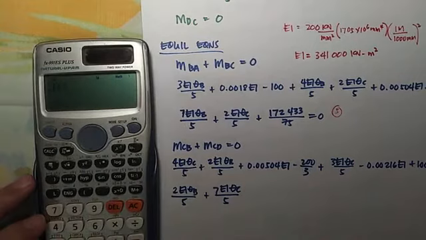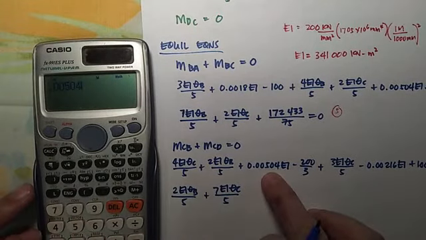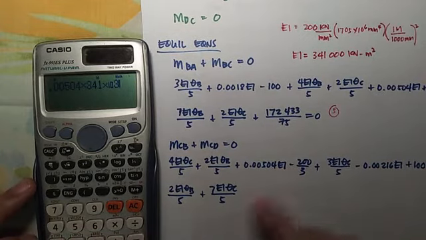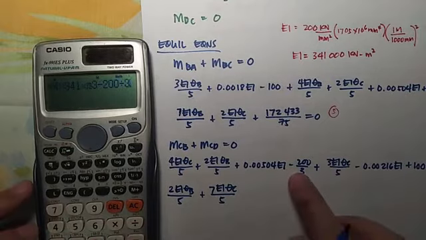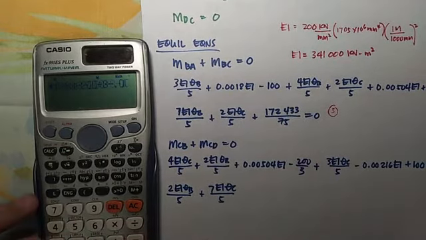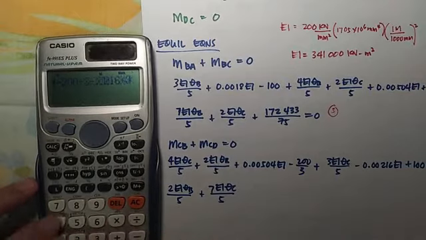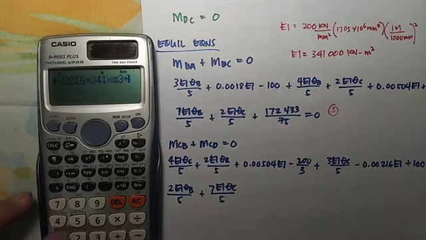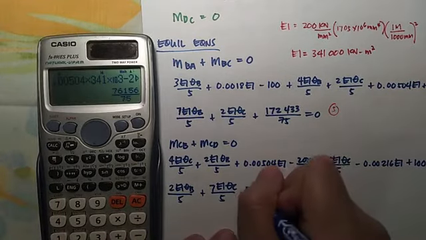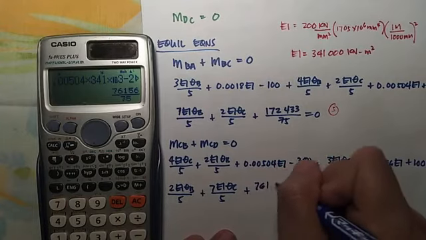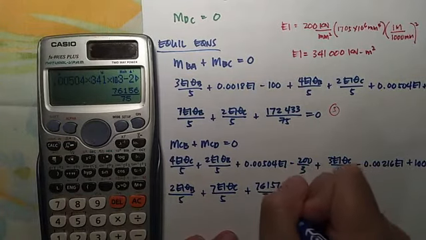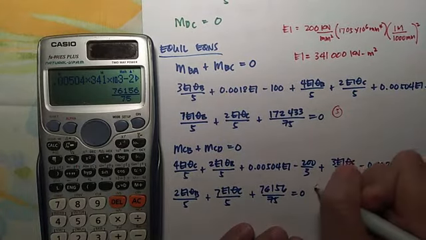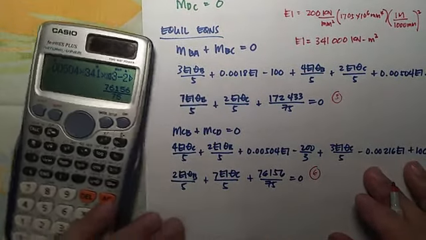Oh, that would be 0.00504 times EI. So 341. Then minus 200 over 3. Ito yun. Minus this one. Minus 0.00216 times EI. Okay, so this one 341,000 plus 100. So the answer is plus 76156 over 75 equals 0. So let me call that as our 6th equation. Yan. So yan yung 6th equation na natin.